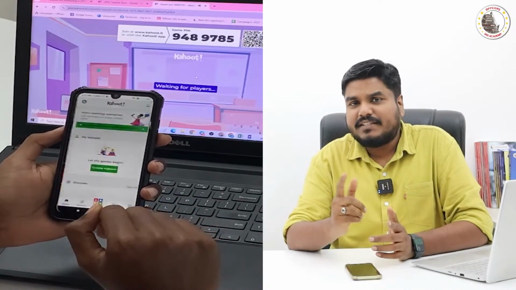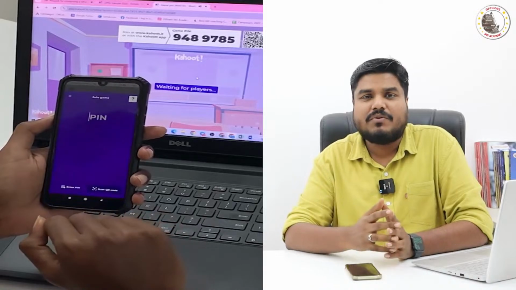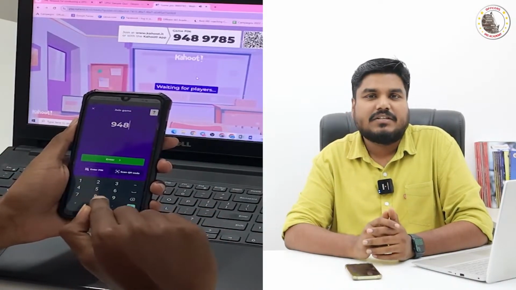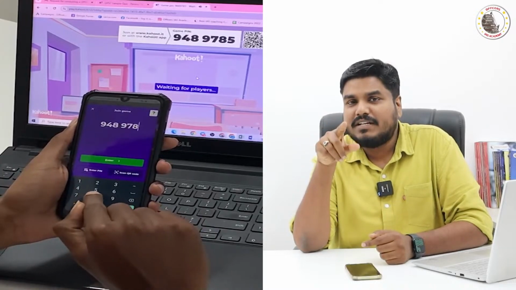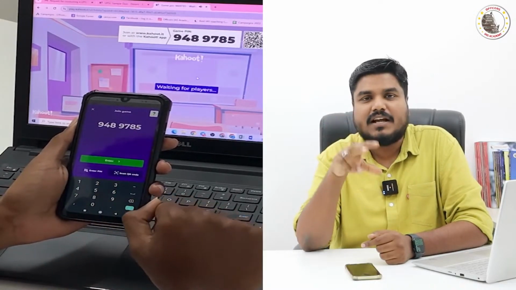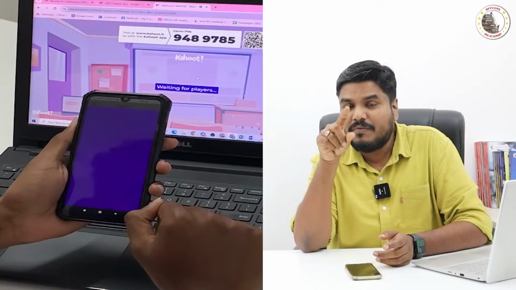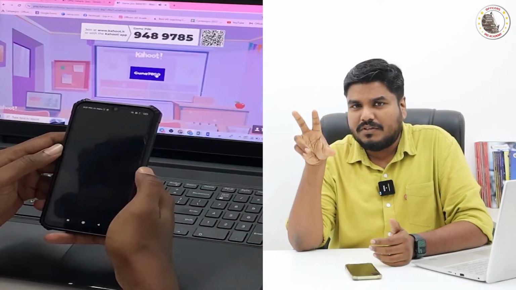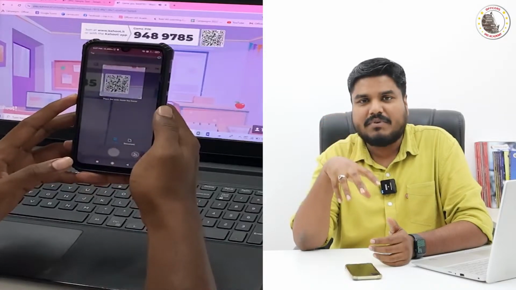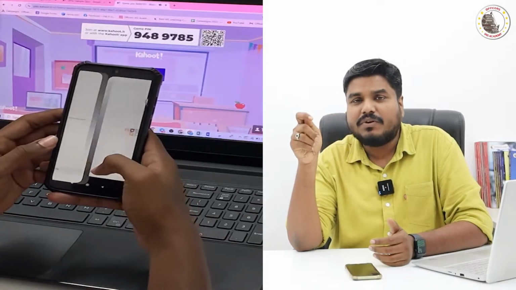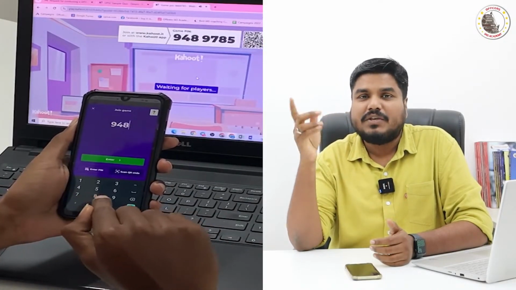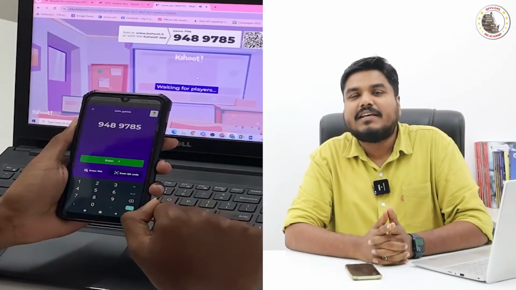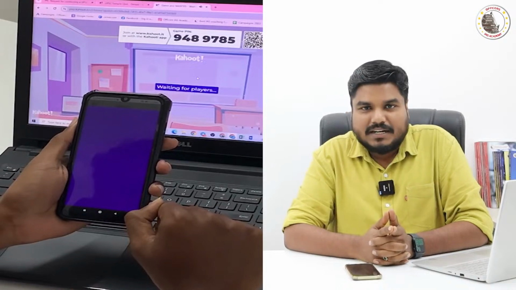So every Saturday at 6 p.m. in the live video, I will be giving you a 7-digit PIN. You have to enter that 7-digit PIN in your installed application. In the Kahoot application, you have to enter that 7-digit PIN. Or we will give you a QR code. If you are not interested in installing the application, you can scan the QR code in the web browser. You can open the web page. In that you can enter this 7-digit PIN number and you can participate in this quiz program.